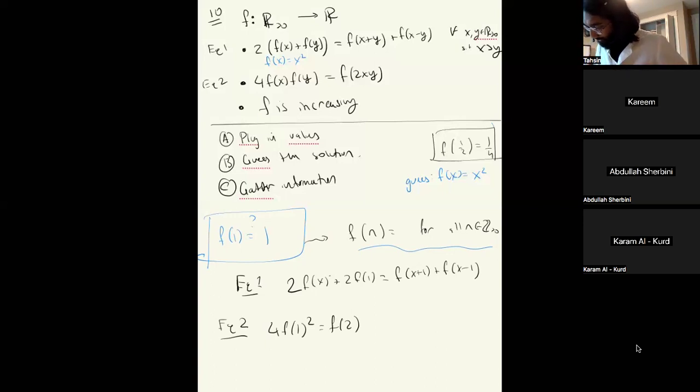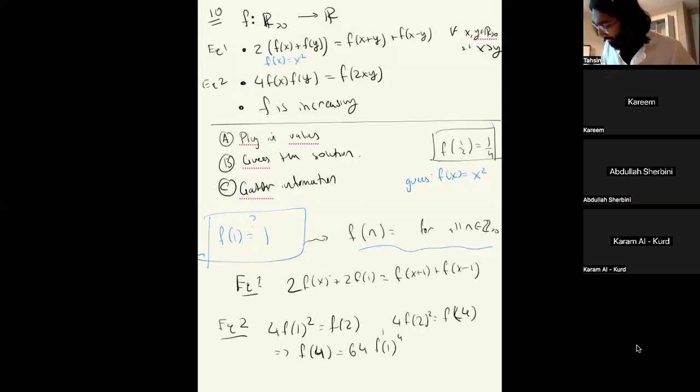I think you can say this. From equation 2, we have 4f of 1 squared equals f of 2, and 4f of 2 squared equals f of 4, which together gives you f of 4 equals 64 times f of 1 to the 4. Is that right? Now, why do I bring that up?